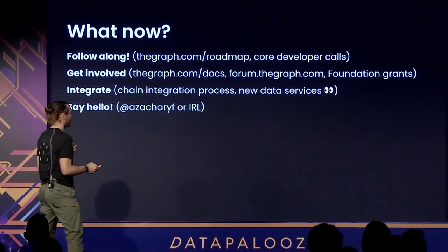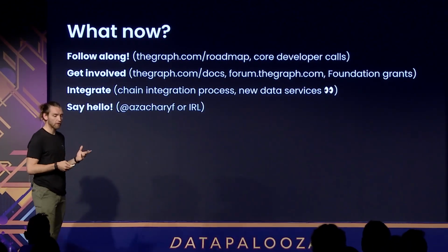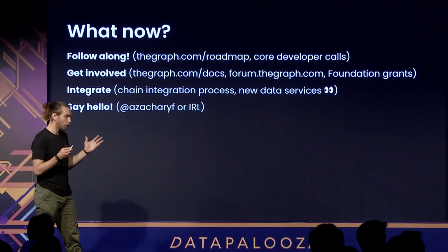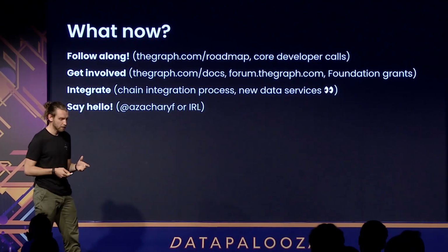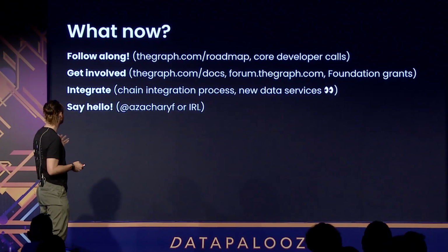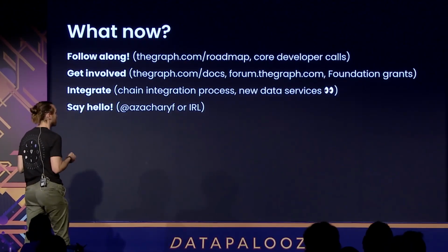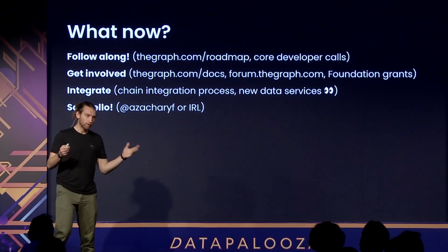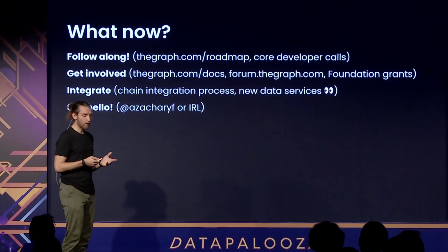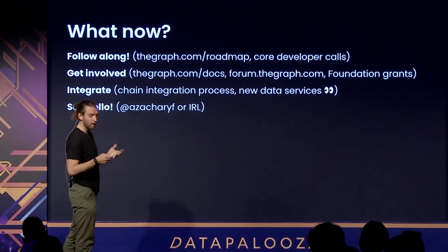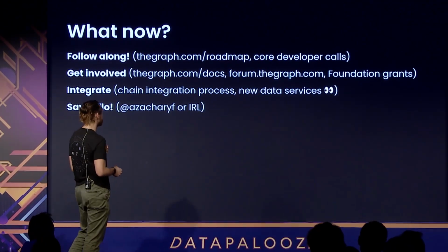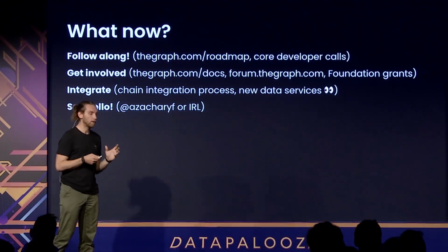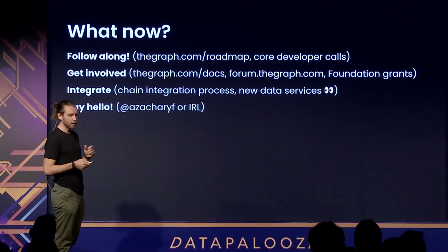And so what now? I'd encourage people to follow along, so thegraph.com/roadmap. We have core developer calls that people can join. We've got lots of open documentation, a lot of open discussions happening. Get involved, so thegraph.com/docs if you want to start building or thinking about building. Check out the forum. The foundation has grants for builders who want to build as a part of the ecosystem. Integration, so I mentioned the chain integration process, and new data services I think opens a really interesting avenue for new collaborations and integrations with people outside of the ecosystem.